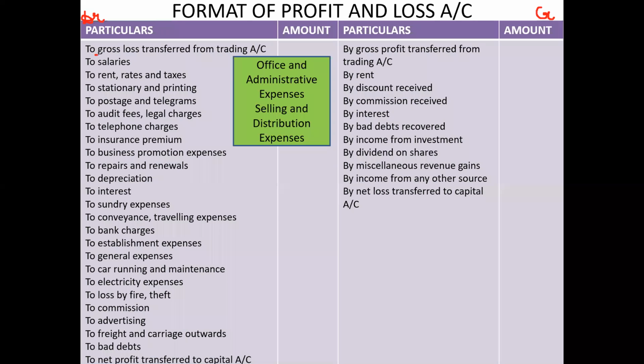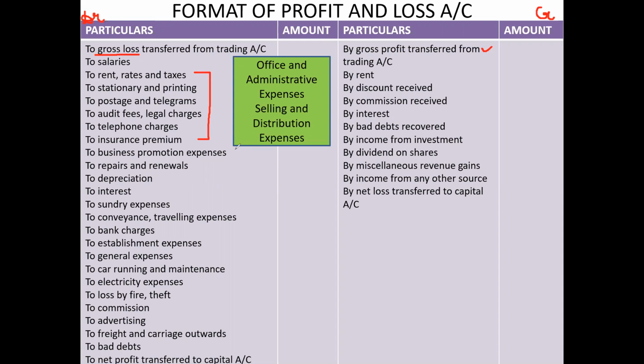Now see the first item. If it's a gross loss transferred from trading account, that is debited to profit and loss account, and gross profit, you can see, is shown on the credit side of the profit and loss account. Then you see salaries, rent, stationery and printing, postage and telegram, audit fee and legal charges, telephone charges, insurance premium.